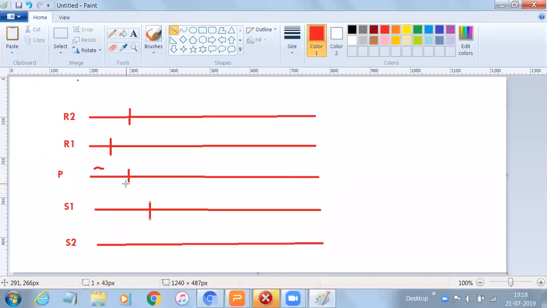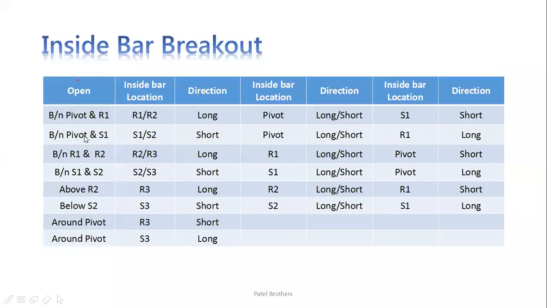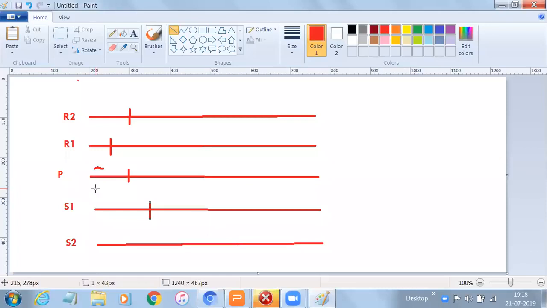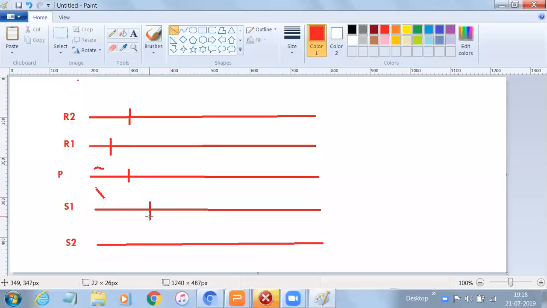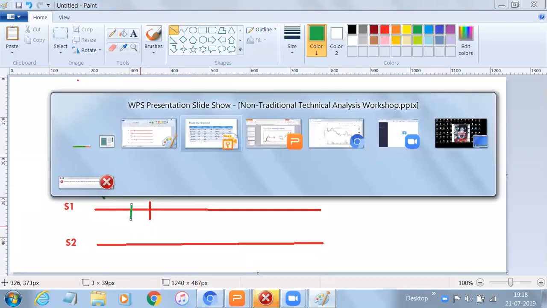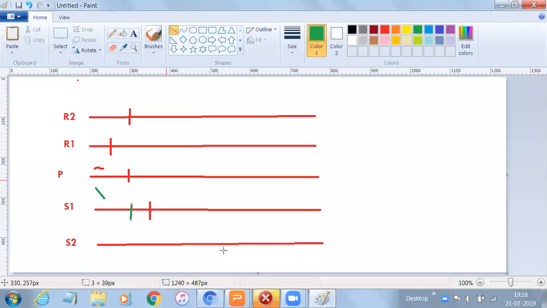Suppose I explain another row. If it is opening between pivot and S1, so opening was somewhere here, then the inside bar formation was near S1 or S2. Let me change the color. So here the inside bar is happening. We'll go only for the short side. We'll not look for the reversal. We'll go only if it is triggering the sell side. If it is triggering the buy side, we'll avoid the trade. Even at S2, we'll be shorting only. We'll not look for the buy.